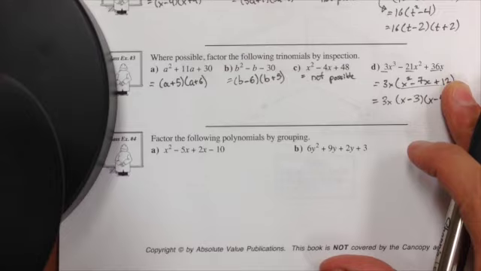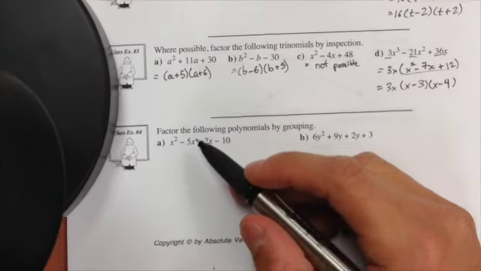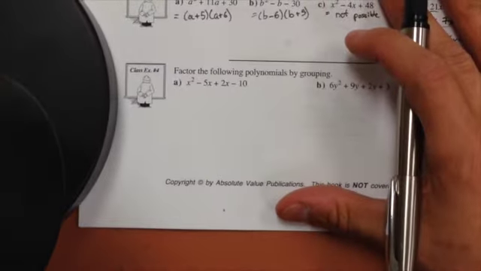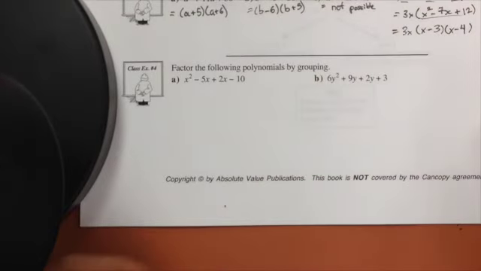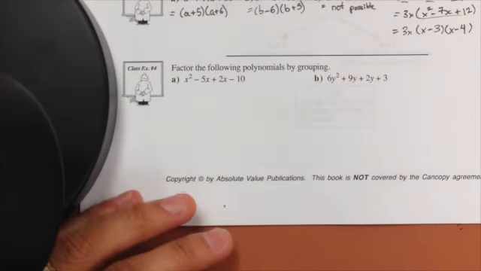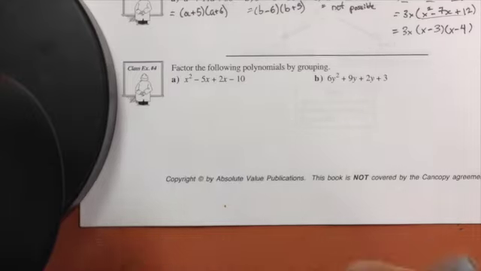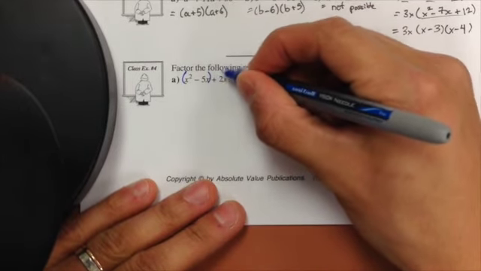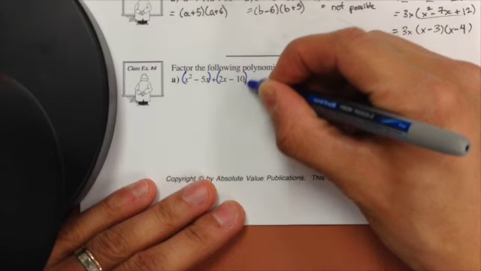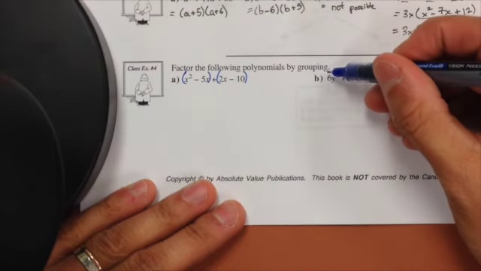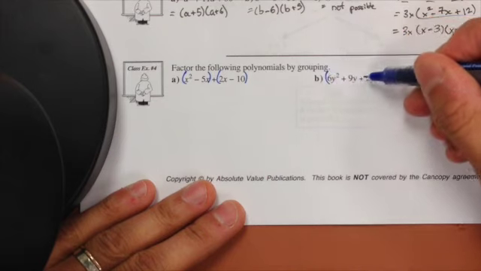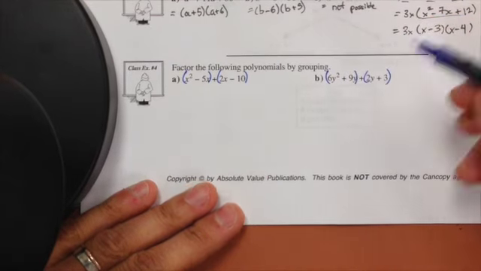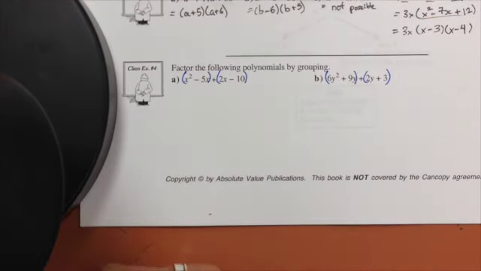Now let's look at the last example. Factor the following polynomials by grouping. Alright, so when we're grouping these polynomials, we're going to deal with them one at a time. So we're first going to group these two together. Alright, and then we are going to group these two together. And it'll be the same thing with this next example. We're going to group those and these and factor them by their groups.